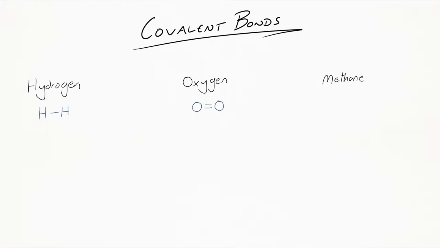A covalent bond is a sharing of electrons between two atoms in order for them both to have a stable, full outer electron shell. Let's do some examples. Today in the video we're going to be doing examples with hydrogen, oxygen and methane. Firstly, if we look on hydrogen at the left, we can see that we've drawn out H-H. That is called a stick diagram.